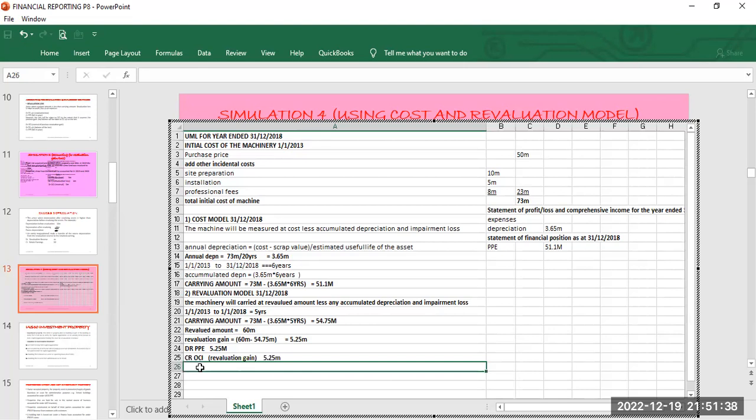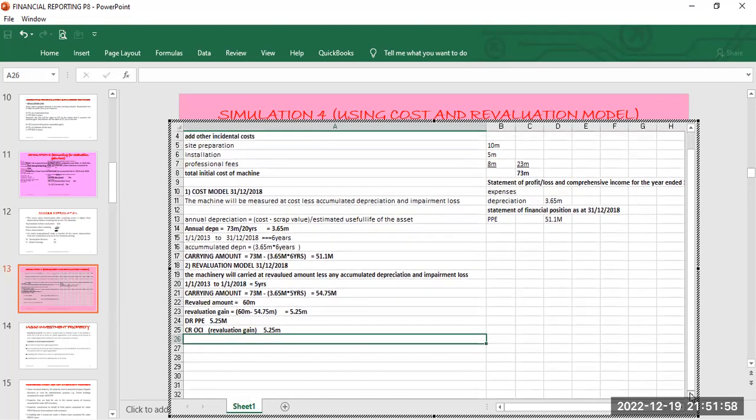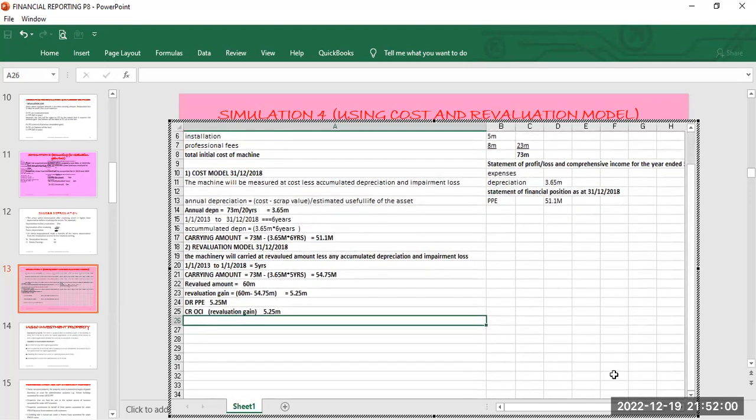That's basically the double entry that you would have made from that point. But remember, these values are at 1st January 2018. So the figures we want now, we want figures that we are going to be using as at the end of the year.